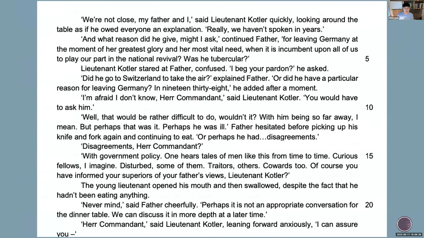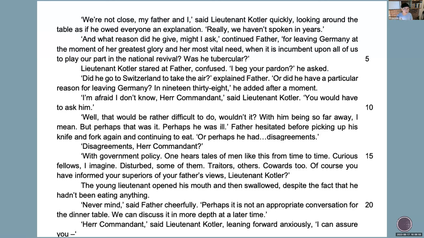And I like the fact that Javen connected one of the points to Adrian's question. That's what you do when you make connections. For leaving Germany at the moment of her greatest glory was what Javen said. Let's just stay there for a while. Look at that paragraph, in line 4 and 3. What reason did he give for leaving Germany at a moment of her greatest glory and most vital need, when it is incumbent upon all of us to play our part in national revival?